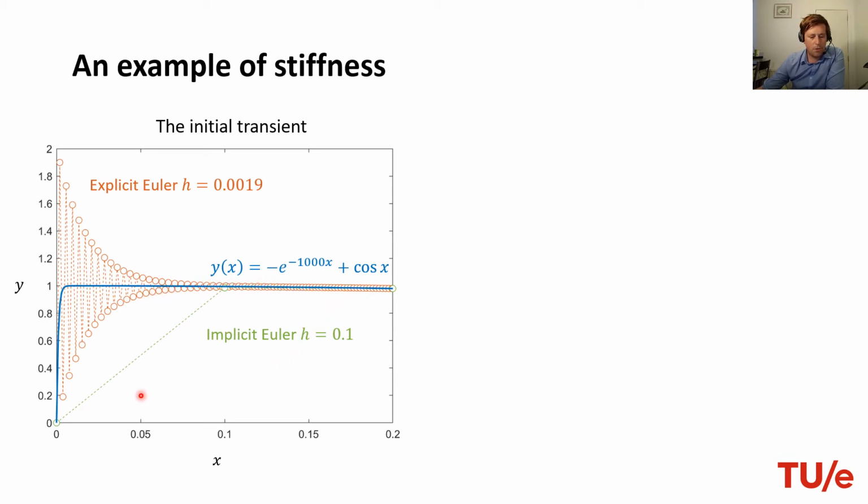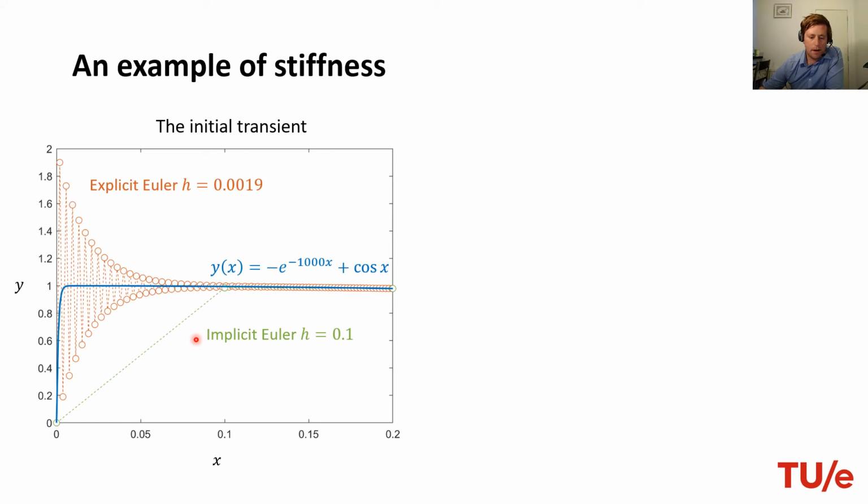Whereas implicit Euler, shown here with the green dots, we can use a time step which is about 100 times larger than the explicit Euler time step. And still it's a stable solution, so there are no oscillations here whatsoever. It looks very nice from a qualitative point of view.